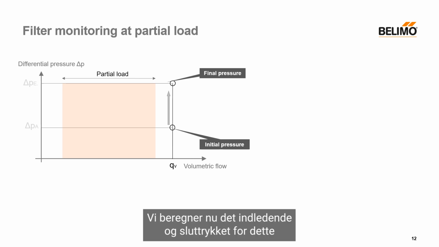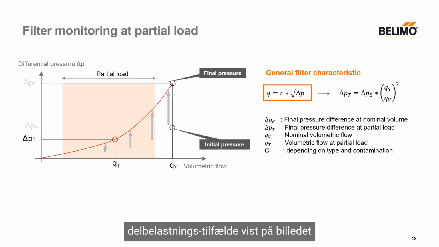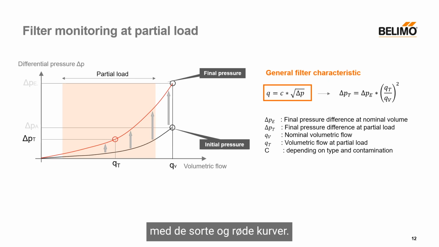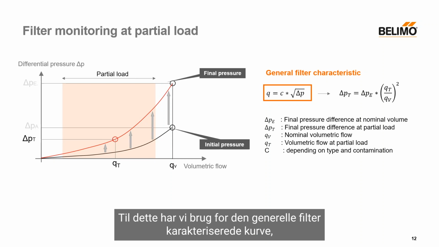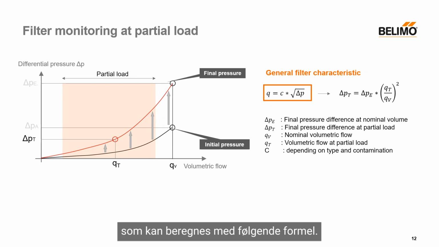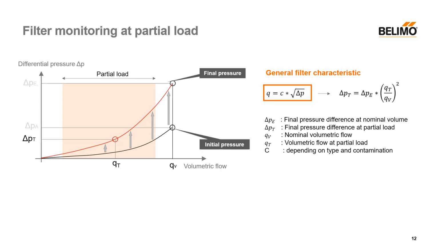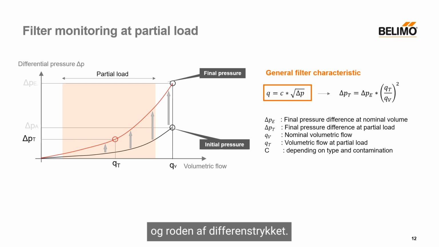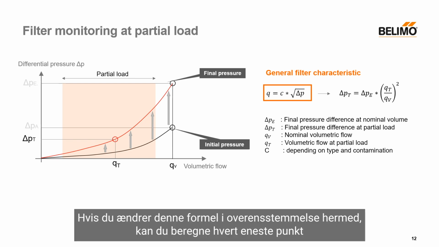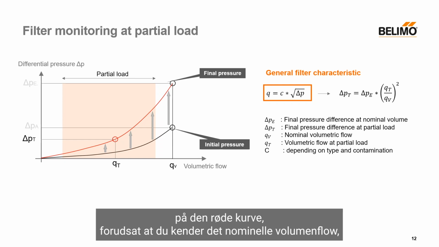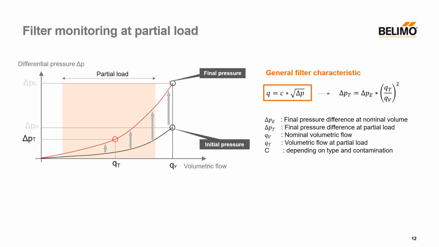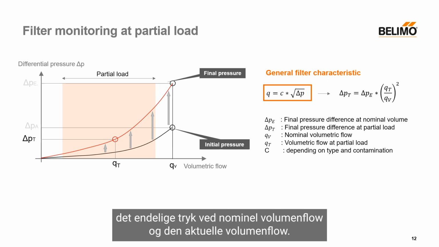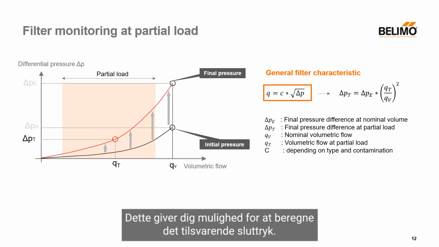We now calculate the initial and final pressure for this partial load case, shown in the image with the black and red curves, respectively. For this we need the general filter characteristic curve, which can be calculated with the following formula. It is the product of a constant C, which depends on the filter type and the contamination, and the root of the differential pressure. If you change this formula accordingly, you can calculate every single point on the red curve, provided you know the nominal volume flow, the final pressure at nominal volume flow, and the current volumetric flow. This allows you to calculate the corresponding final pressure.